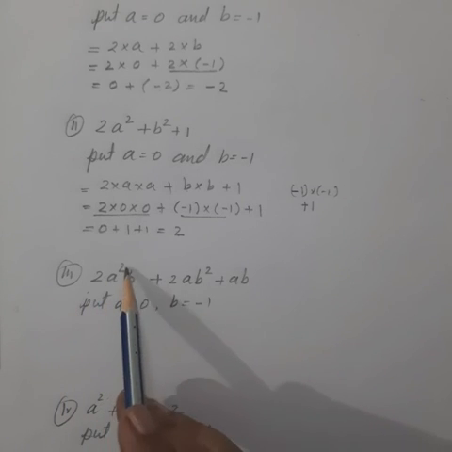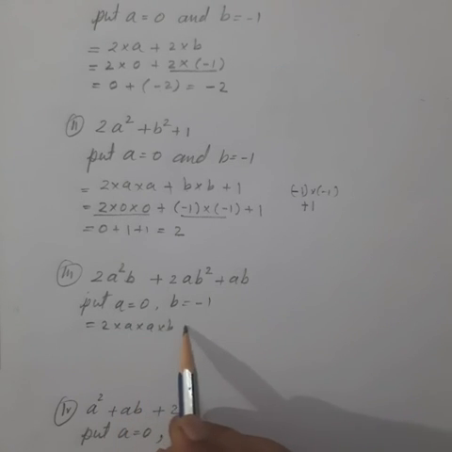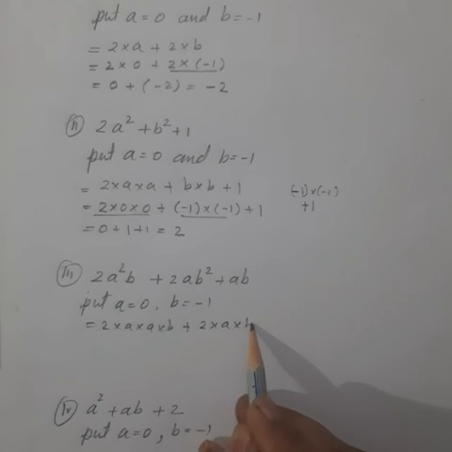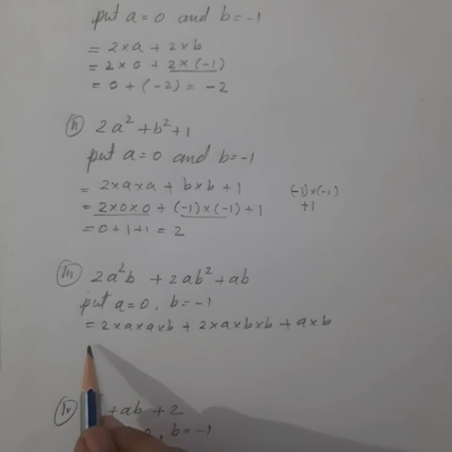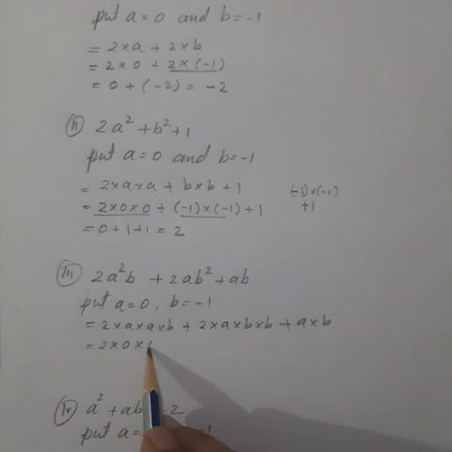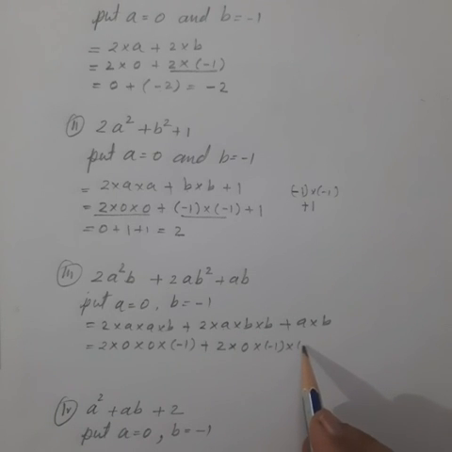Third, 2a square b means 2 into a into b plus 2ab square means 2 into a into b plus ab means a into b. Now put the values. 2. A is equal to 0. 0 into 0 into b is minus 1. Keep it in bracket. Plus 2 into a is 0. B is minus 1. Again b is minus 1. Plus a is 0 into b minus 1.